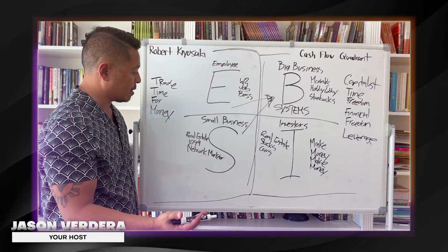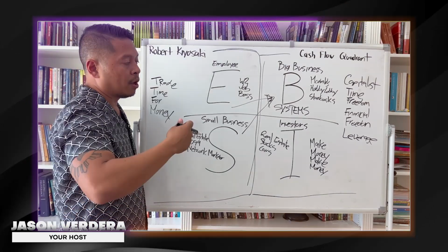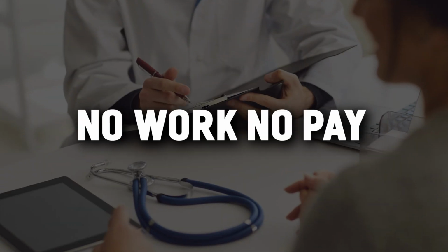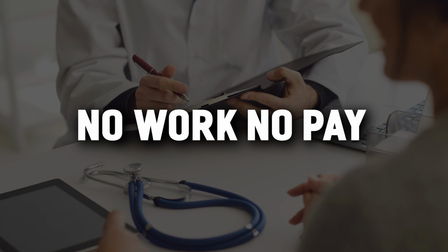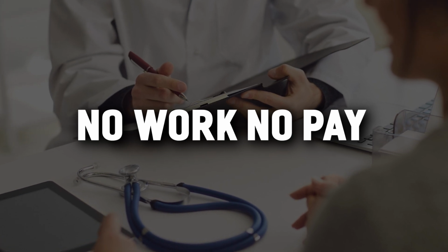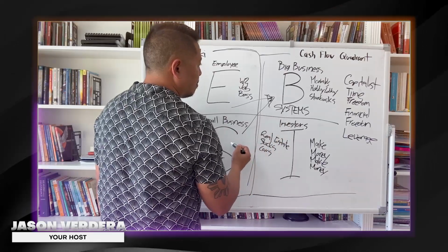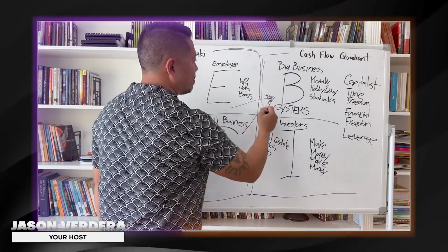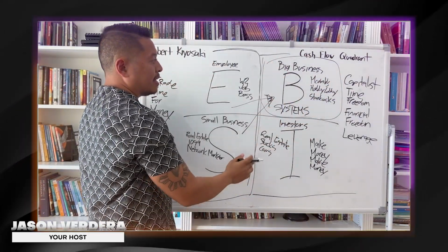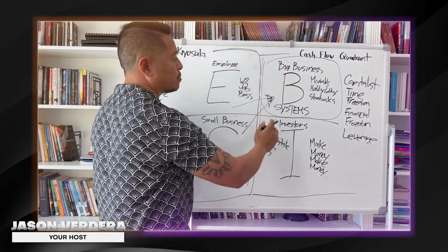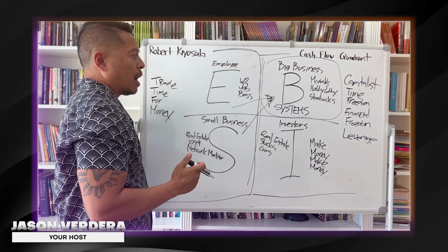You don't make money. Same thing with a lawyer or a doctor. When they're not working, they're not getting paid. They're not making money. So the whole goal, in order to make the transfer to big business, is to have the system. So how do we get a system?